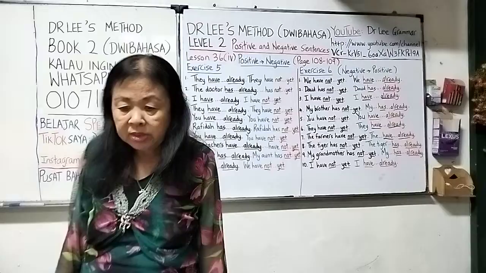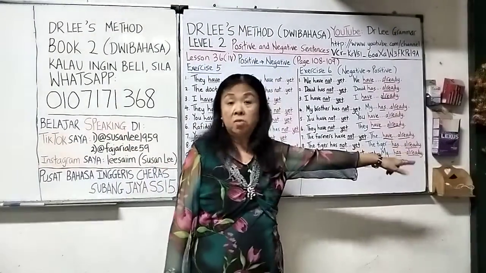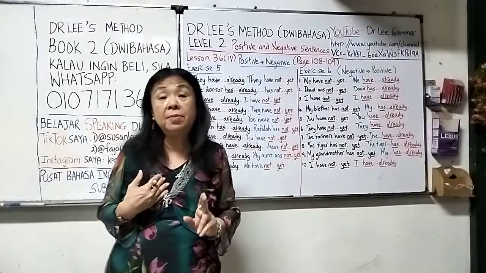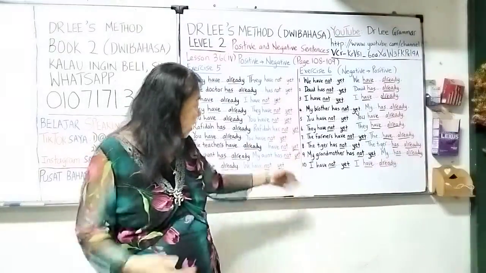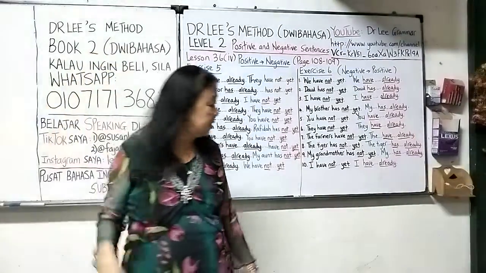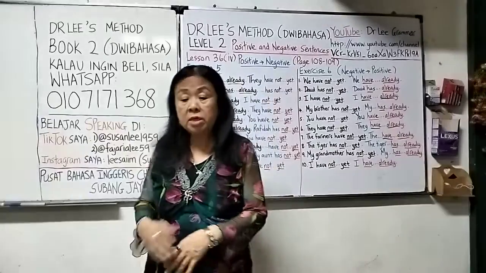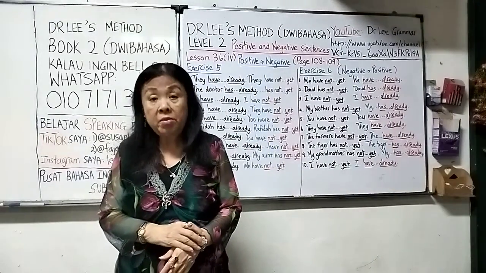My grandmother has not eaten her porridge yet. Has not yet. Has already. My grandmother has eaten her porridge already. I have not cooked my food yet. Have not yet. So have is already. I have cooked my food already.